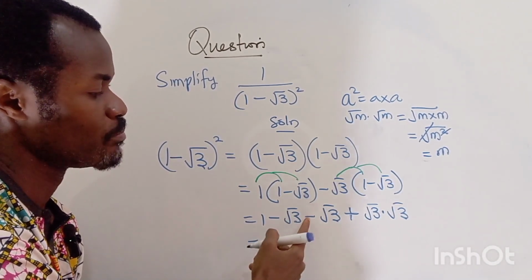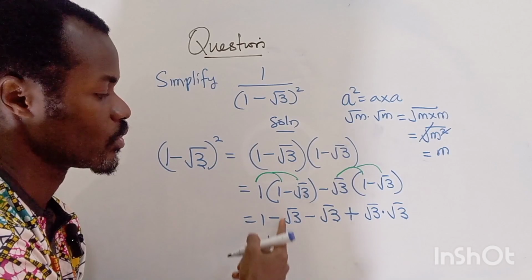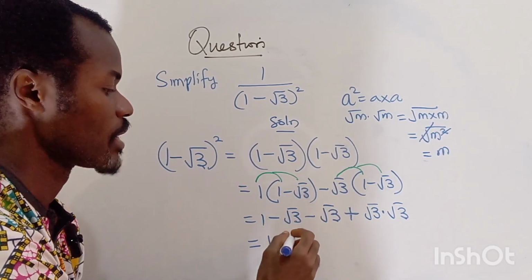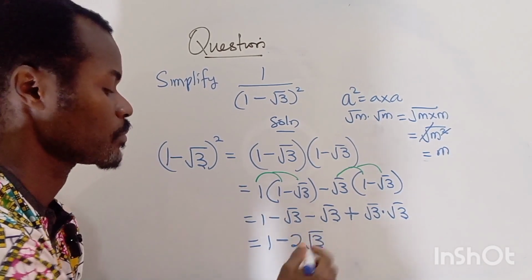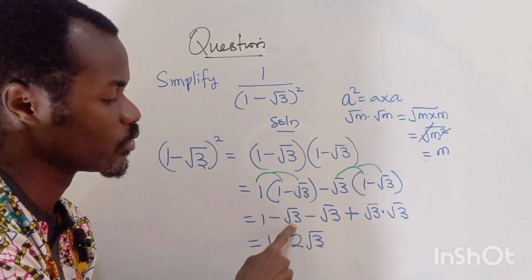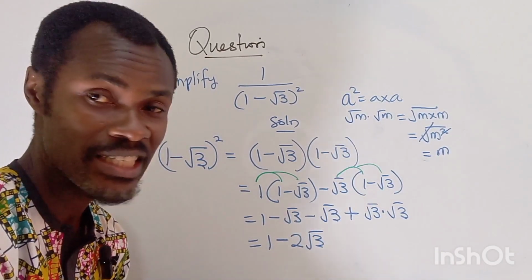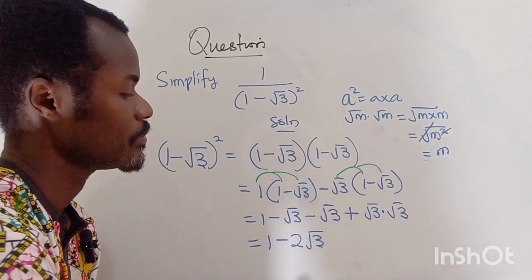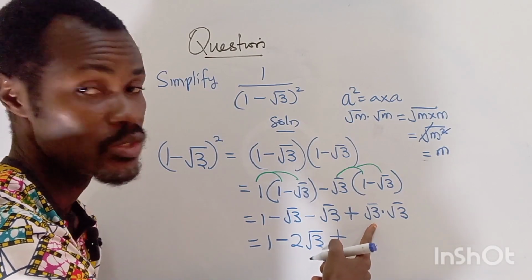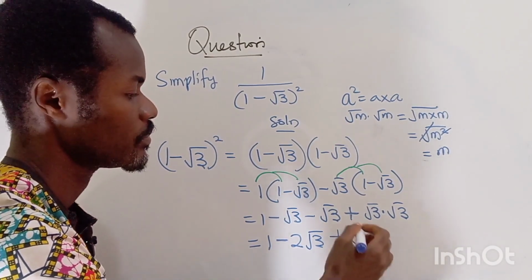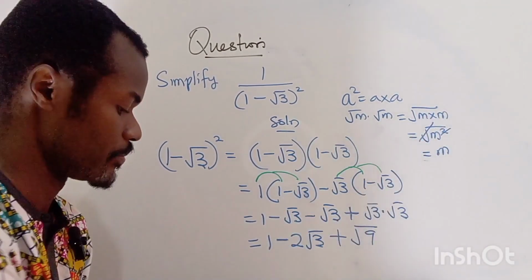Now minus root 3 minus root 3. There is 1 here, there is 1 here. So minus 1 minus 1 we know is minus 2, and we have our root 3. So it means minus root 3 minus root 3 is going to give us minus 2 root 3. Plus, now for this part, it is going to be the square root of 3 times 3, which is 9, like we have here.